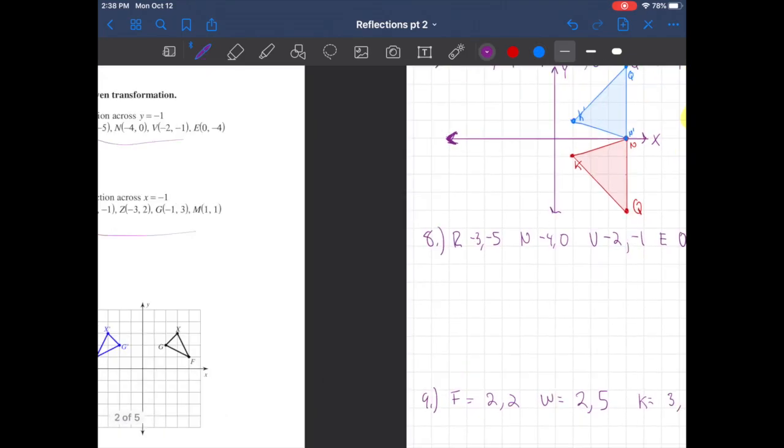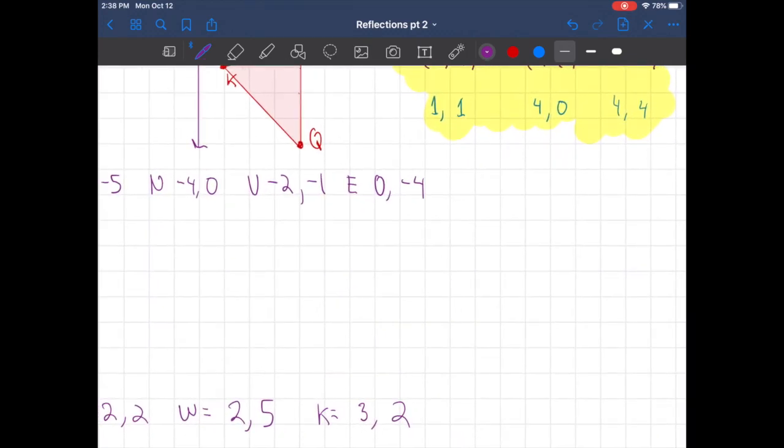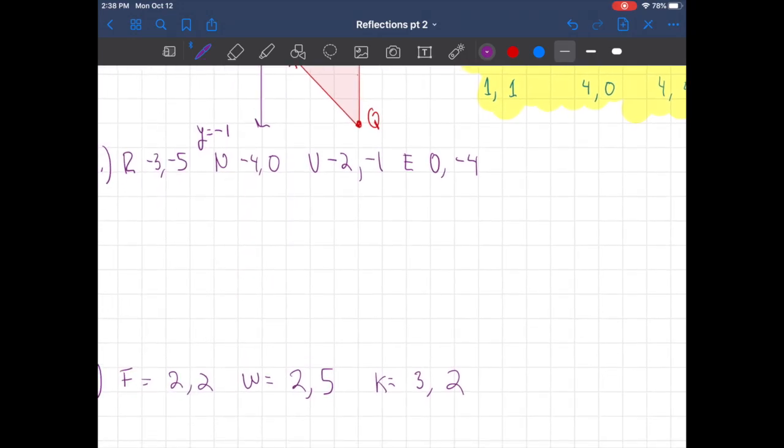Let's do number 8, and that says across y equals negative 1. These ones are my favorite. Why? Because all you need to do is do a little bit of counting. So let's draw our graph first. I'm going to draw a line here. I'm going to draw a line there.